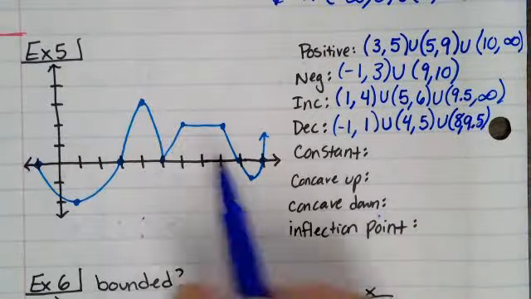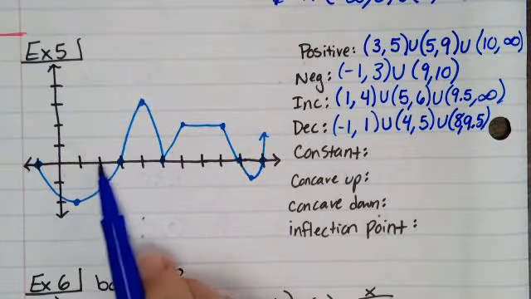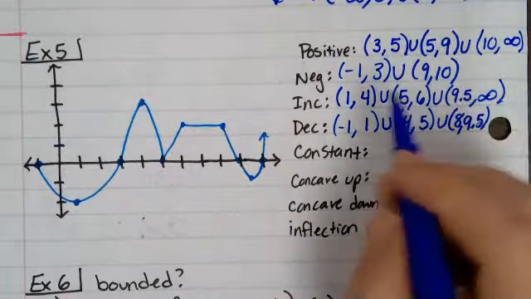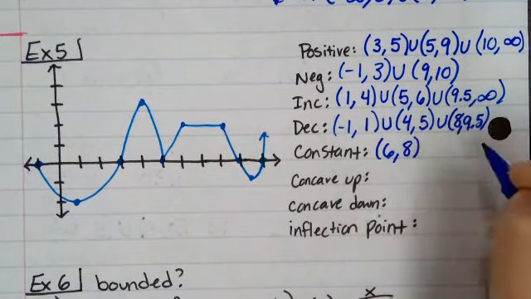All right, constant, that one's pretty simple. There's only one section where it remains constant, and that's right here where it's flattened off. That is between 1, 2, 3, 4, 5, 6, 7, 8. So 6 to 8, that's going to be constant.